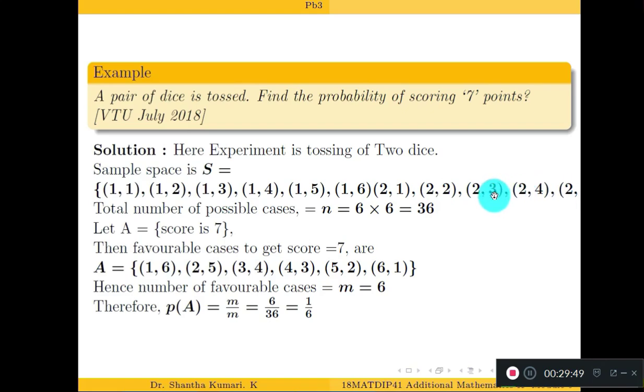You just write down in your notes 2 1, 2 2, 2 3, 2 4, etc., 2 6. Then 3 1, 3 2, 3 3, 3 4, 3 5, 3 6. Then 4 1, 4 2, 4 3, 4 4, 4 5, 4 6. Then 5 1, 5 2, 5 3, 5 4, 5 5, 5 6. Since it is not visible, I am just giving you all the elements. Next, 6 1, 6 2, 6 3, 6 4, 6 5, 6 6. You prepare a list yourself.